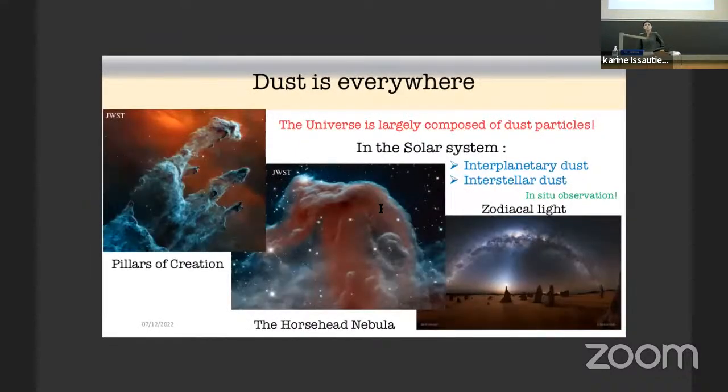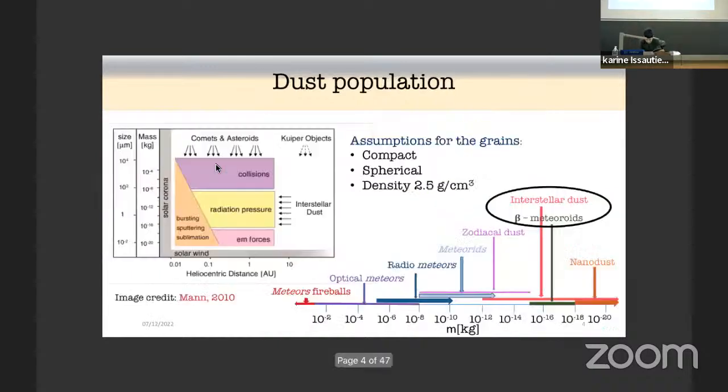Actually, we should be happy because we don't have to go far to find dust in space, because the universe is full of dust. And recently, we have some really beautiful plots obtained by JWST from deeper space. But we don't need to go so far away because we can observe dust also in the solar system, for example through the zodiacal light, which is actually sunlight scattered by dust grains, which is really nice because we can actually observe dust in situ. And in the solar system, the two most prominent dust populations are interplanetary dust and interstellar dust.